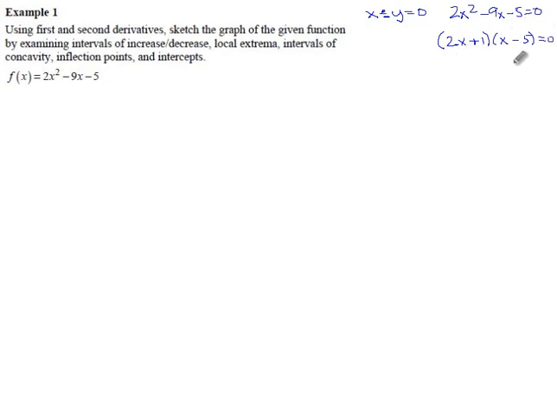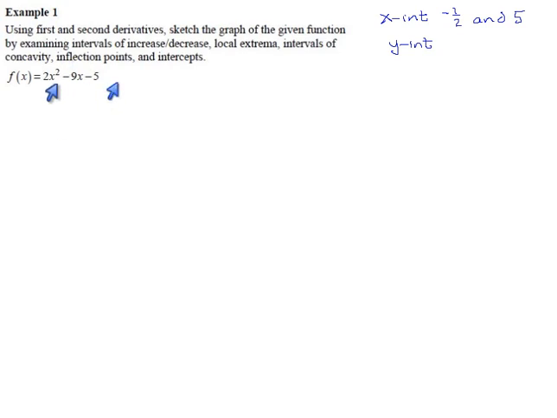Okay, so x-intercepts would be from this piece, x equals 5. From this piece, we get negative 1/2. Those are our two x-intercepts. To save space, I'm just going to clear the work and put these at the very top. X-intercepts minus 1/2 and 5. The y-intercept is very quick. That's the one where x equals 0. If you put x equals 0 into this, you get 0 minus 0 minus 5. Done.